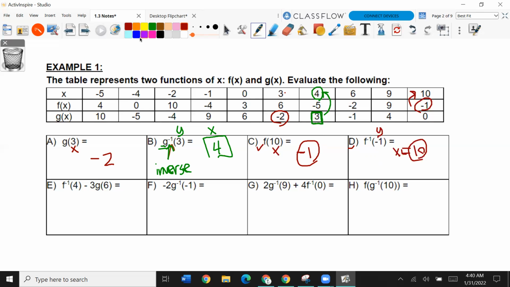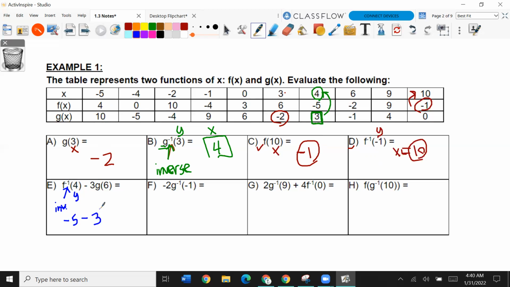Okay, let's put a couple things together here. So F inverse of 4, remember that's inverse. So if inverse means that this is the Y value, then let's go F inverse of 4, that's going to be -5.